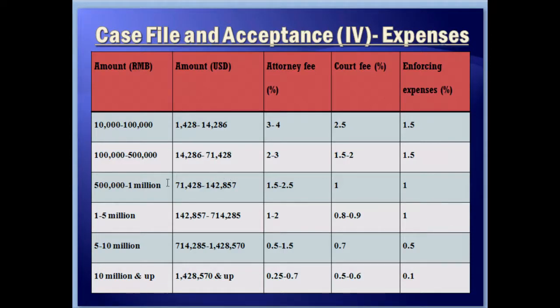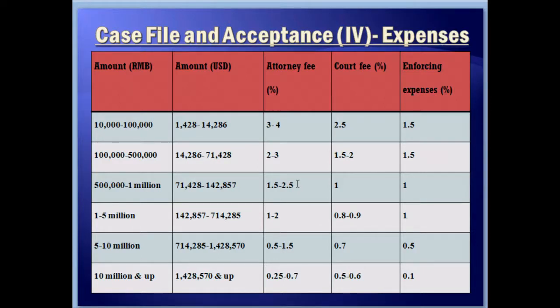142,000, and at this amount, the attorney fee would be 1.5% to 2.5%. The court fee, that means the fee you submitted to the court when you file your case, is 1%. So you can do your math here and get an idea how much the court is going to charge for the case. And the attorney fee here, I want to say, it's not fixed.